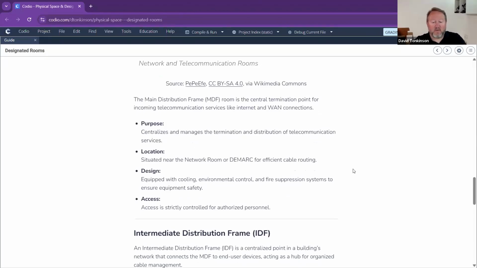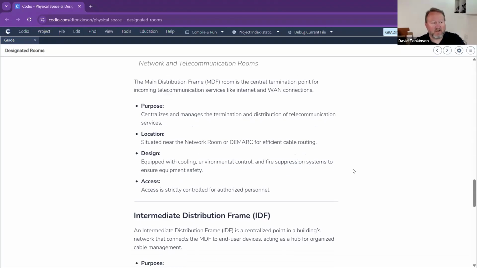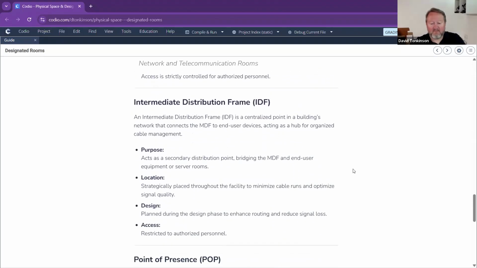So the main distribution framework is, as I said, normally close to the network room and the DEMARC for efficient cable routing. But your intermediate distribution framework is distributed throughout the facility. So it's normally one in each data room to optimize cable centers. That could be separate from it, or it could be in the same room. It depends on how your data center gets designed.